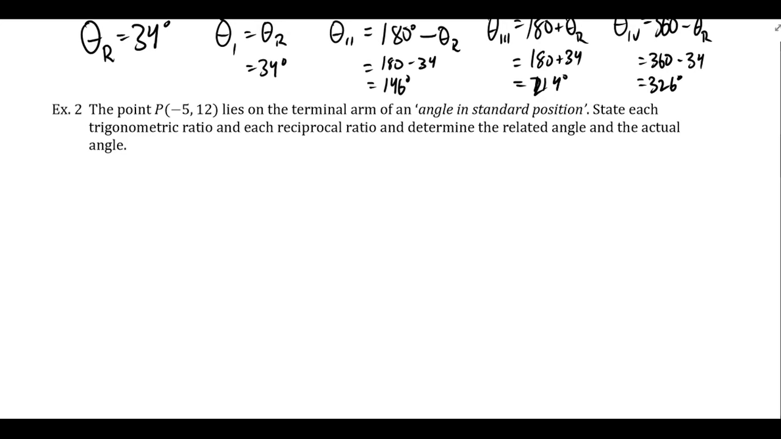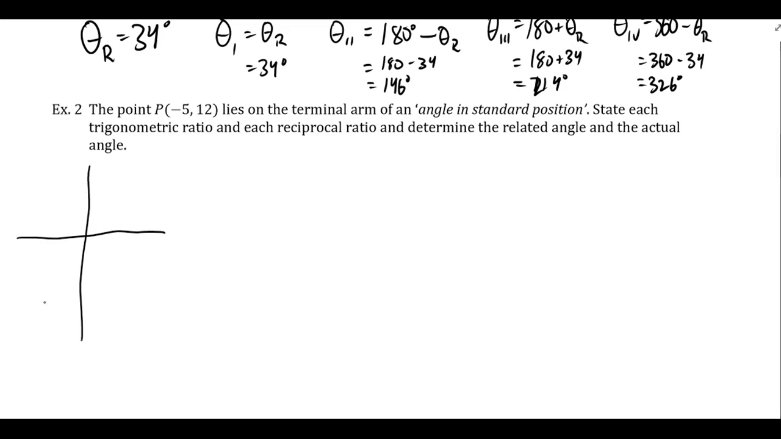Okay, different kind of question. Example number 2. Point P, negative 5, 12, lies on the terminal arm of an angle in standard position. State each trigonometric ratio and each reciprocal ratio. Determine the related angle and the actual angle. I don't know if we'll have time for all that. We'll see. Okay, so first thing I'm going to do is sketch this.